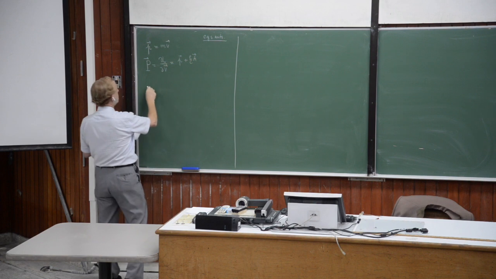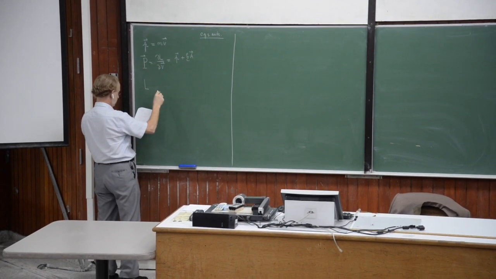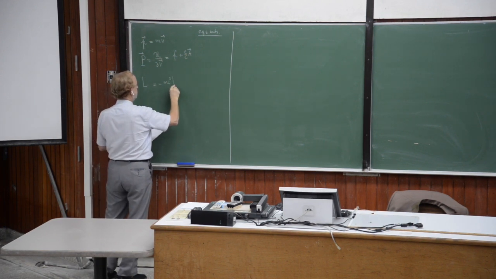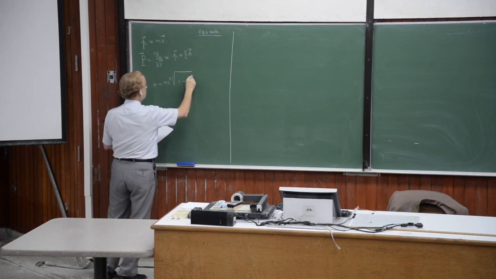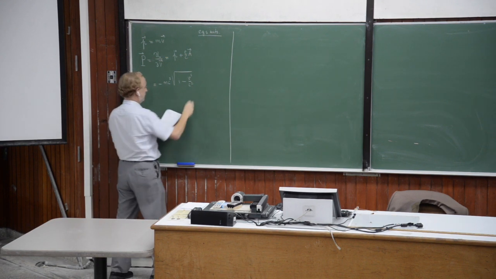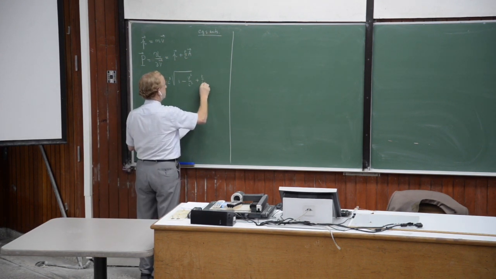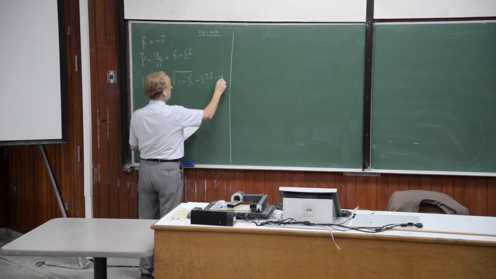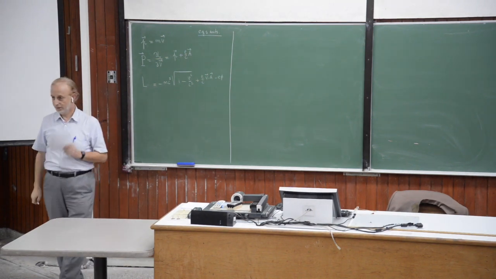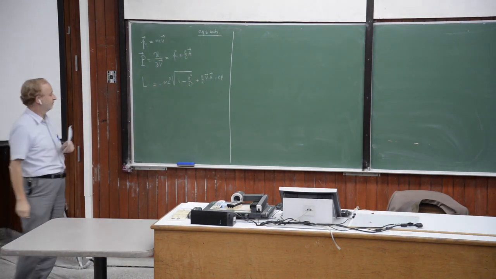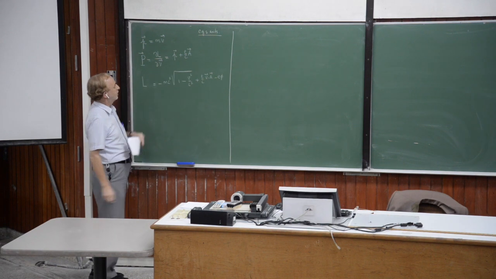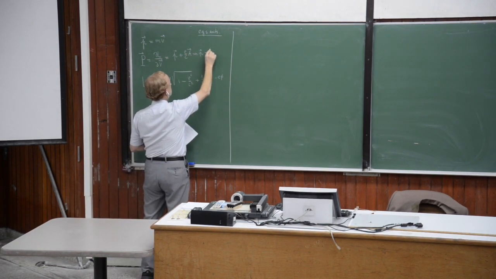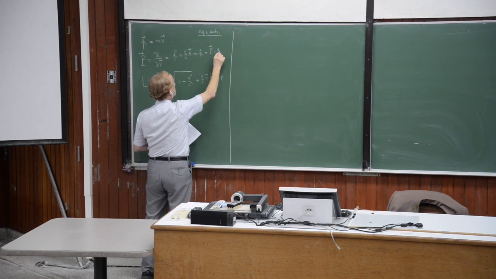Let me remind you of the Lagrangian. It seems like you forgot it. The Lagrangian we derived to be minus mc squared root of 1 minus v squared over c squared, plus e over c v dot A, minus e phi. This we derived last time. So if you do this, now this means that the kinetic momentum is just P minus e over c times A.